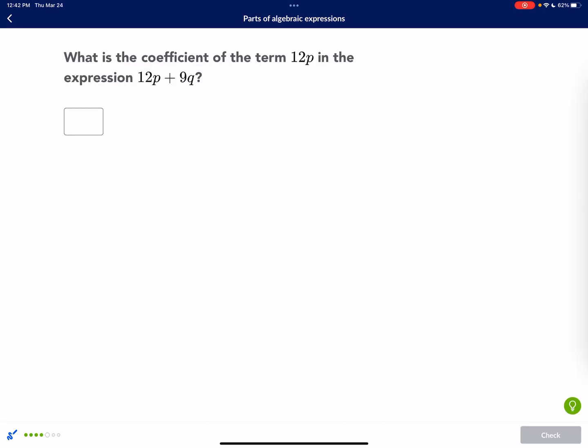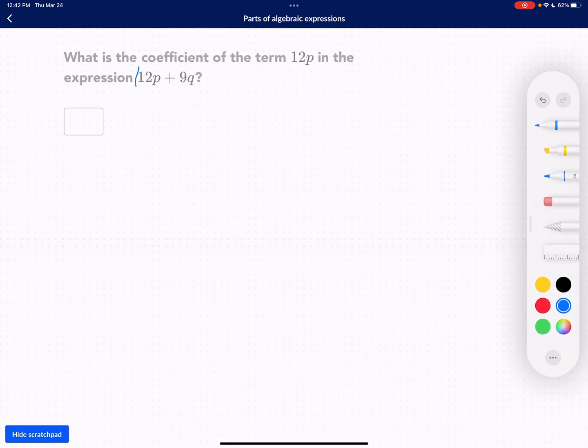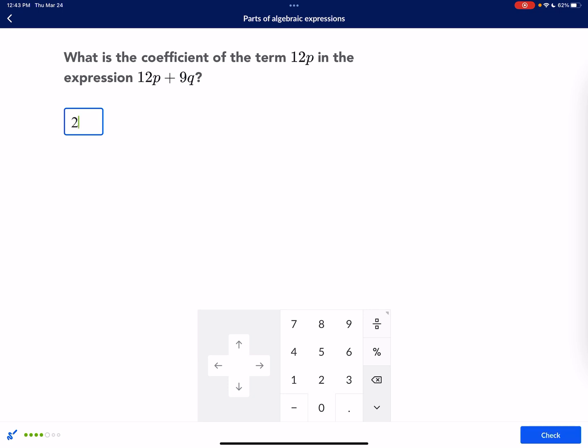What is the coefficient of the term 12p in the expression 12p plus 9q? Well, the coefficient is always the number that's being multiplied on the variable. So that's it. It's just 12.